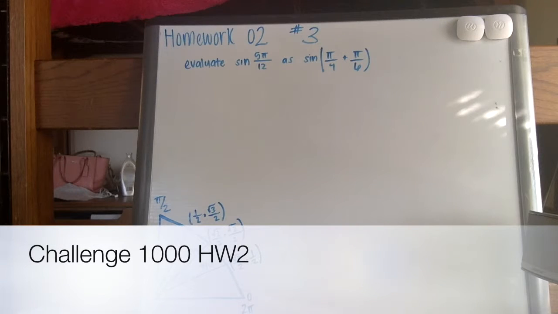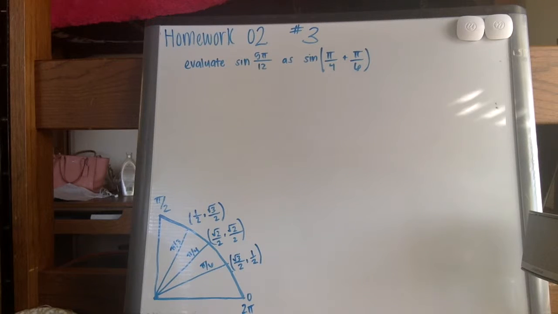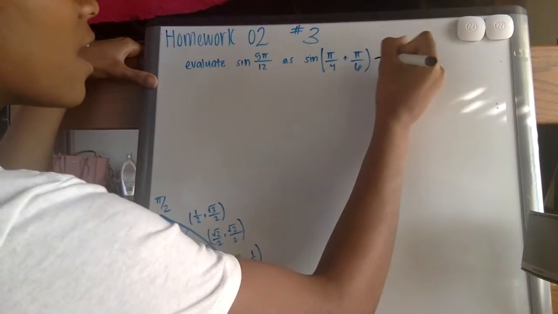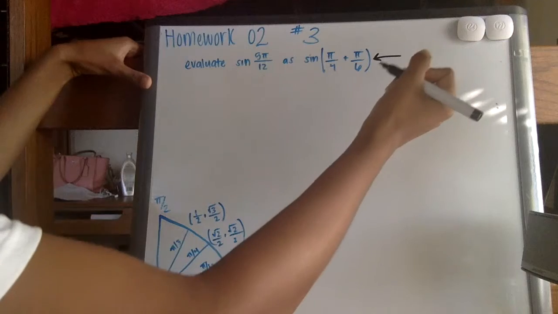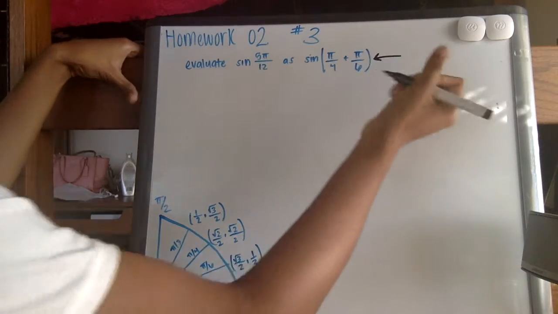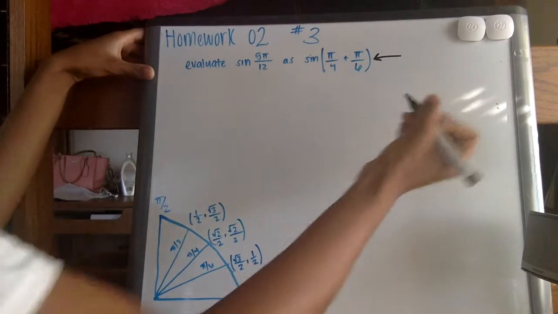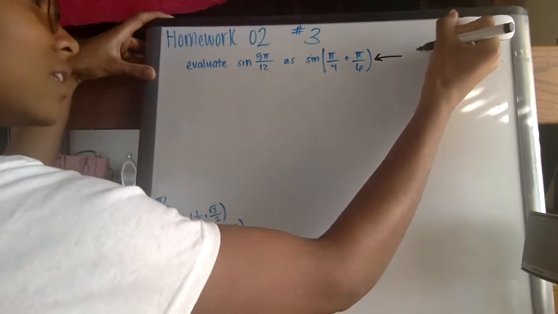This next problem we're about to do is homework number 3, and our problem is to evaluate sine 5 pi over 12 as sine pi over 4 plus pi over 6. And using pi over 4 plus pi over 6, that right there is telling us to use our angle sum or difference identity, and because we're adding, it's obviously going to be an angle sum identity. And that's one of our trig identities.